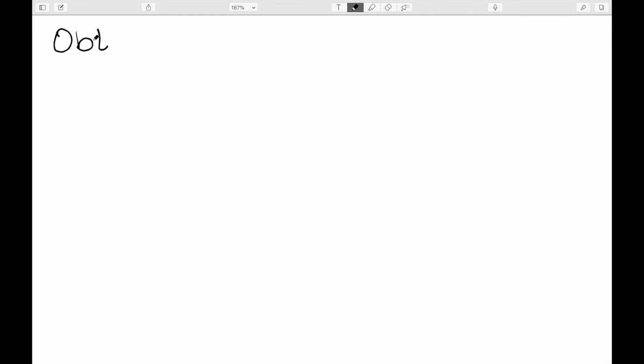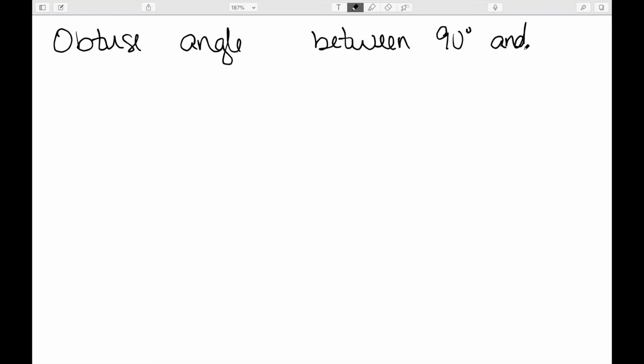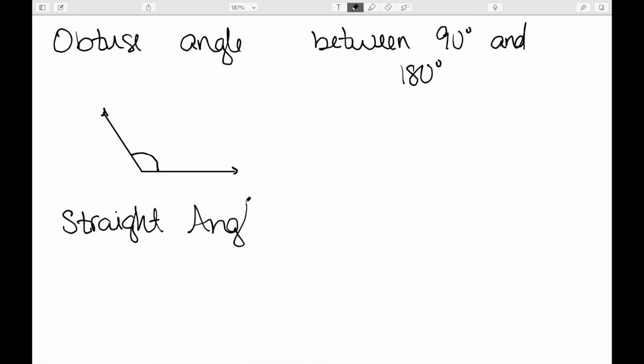Next, we have an obtuse angle. These are between 90 degrees and 180 degrees. So these are things that are going to be bigger than a right angle, but smaller than 180 degrees. We can have a straight angle. These angles are exactly 180 degrees, and they get their name because it looks like a straight line. So here's my vertex, and we can see the full half rotation around the circle.